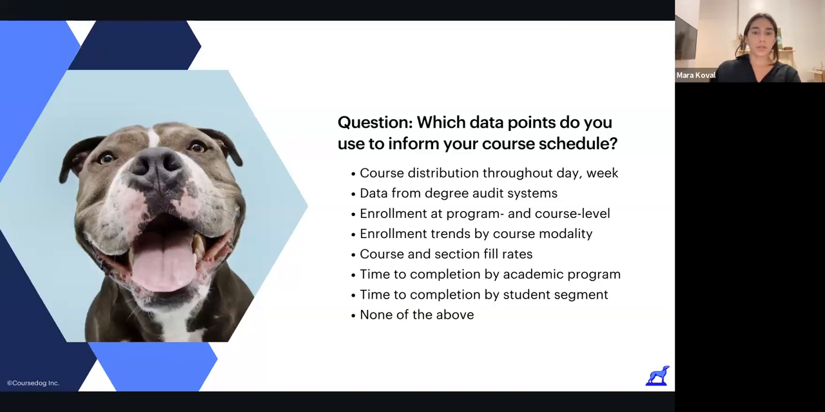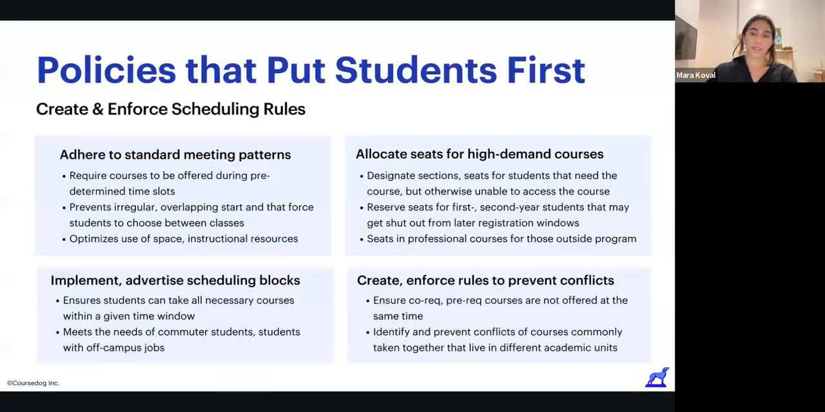Absolutely. So using data to inform the course scheduling process is just one tool we can use for promoting course accessibility. We can also create and promote scheduling policies to ensure certain detrimental scheduling practices aren't even allowed in the first place. So first, standard meeting patterns ensure that all courses adhere to a standard set of times so that courses aren't offered during overlapping times. This ensures students don't have to choose between courses and also helps to optimize space.